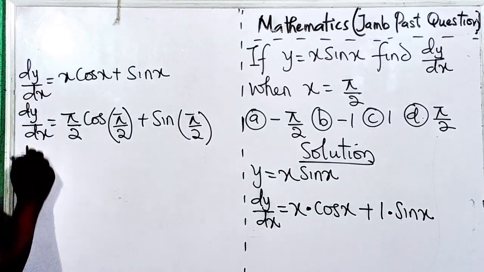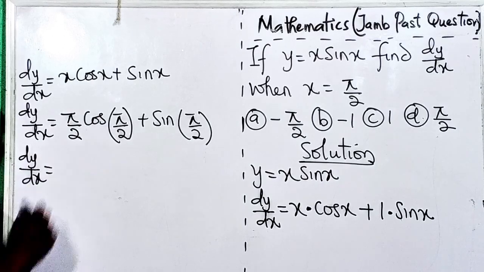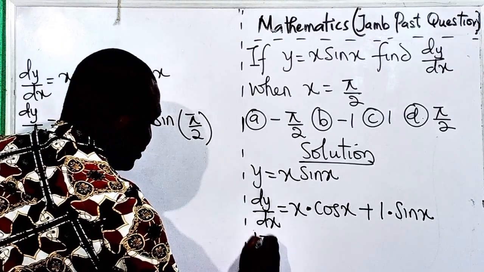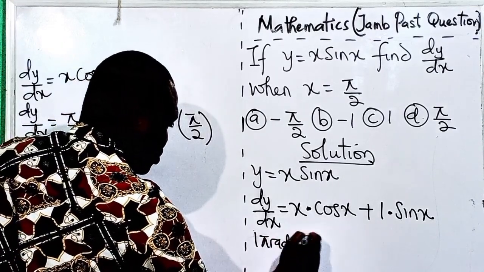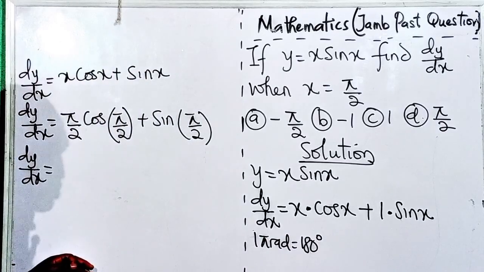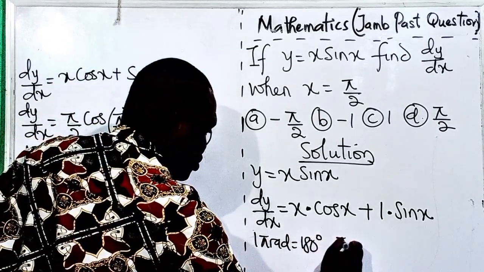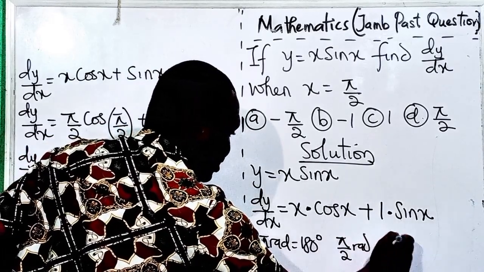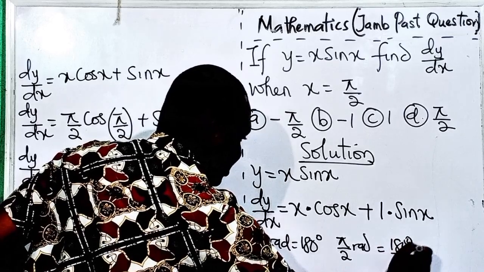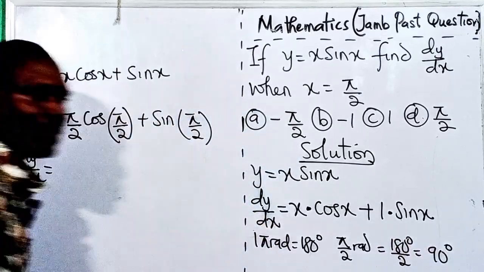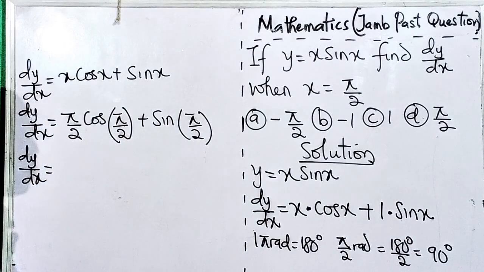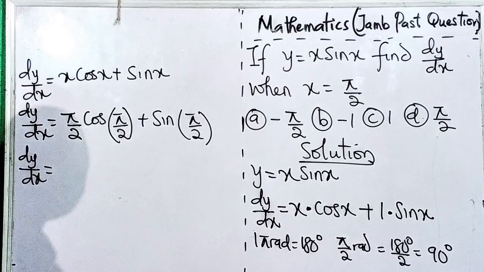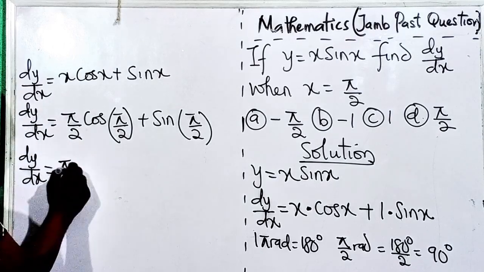So my dy dx now will be equal to, now recall that 1 pi radian is equal to 180 degree. Don't forget. Then pi over 2 radian will be equal to 180 degree over 2. That gives us 90 degree. Is that clear? So the equivalent of pi over 2 radian in degree is 90. Is that clear? So from what you are having here, it becomes pi over 2.